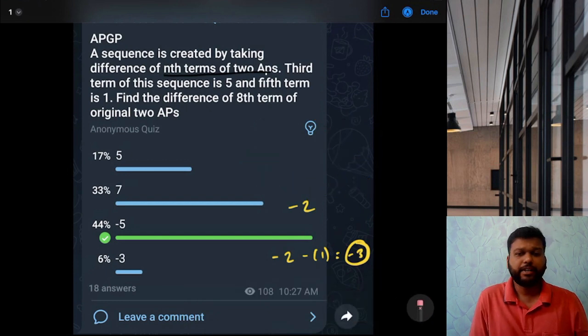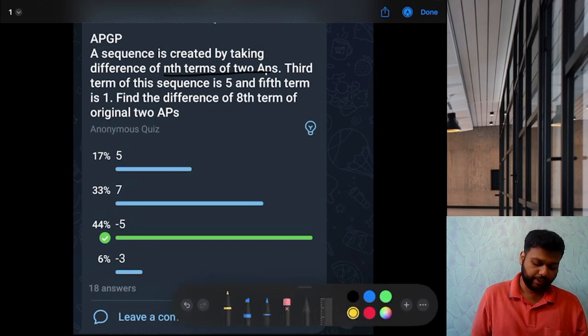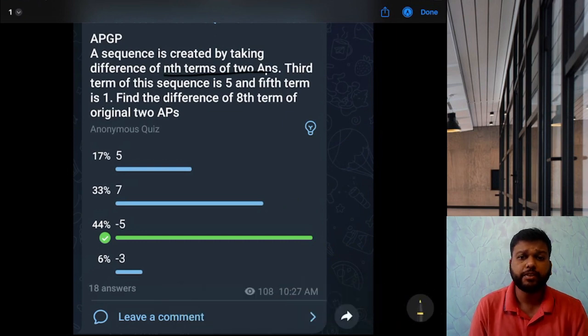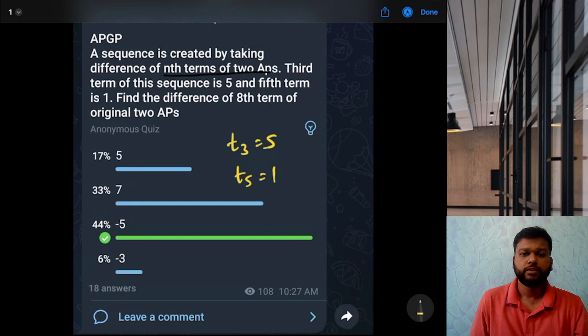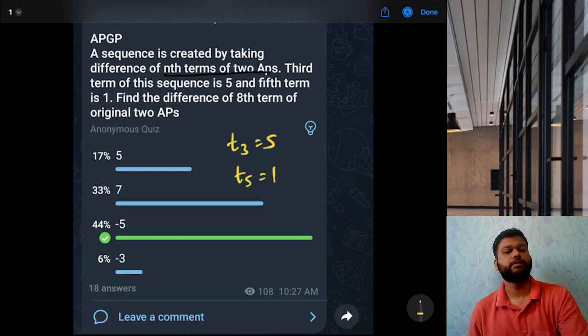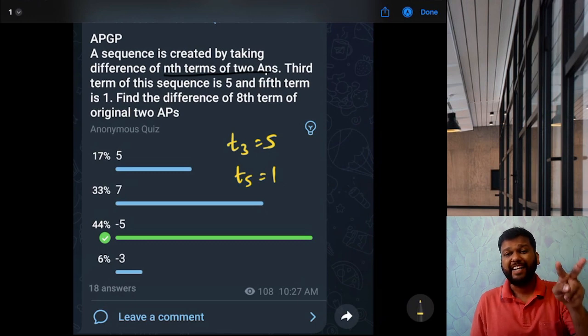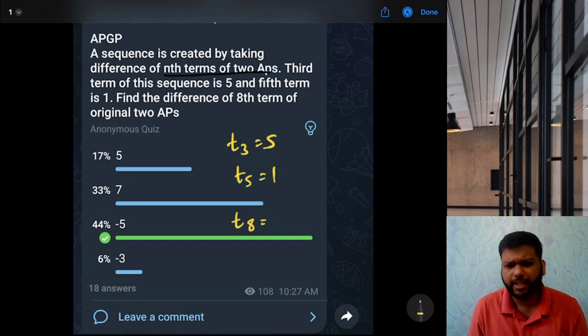So we know that a sequence is created, that means an AP is created by taking difference of nth term of 2 APs. Third term of this sequence is 5, that means T3 is 5 of the new AP. Fifth term is 1, that means T5 is 1. Find the difference of 8th term of original 2 APs. That means we just want T8, nothing else. We want T8, that's it, right?